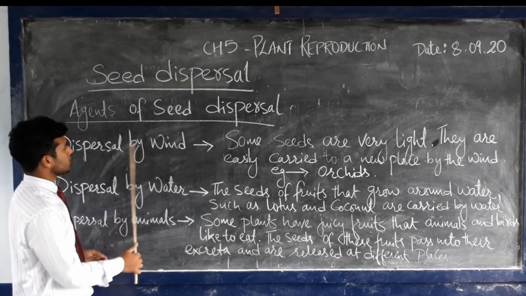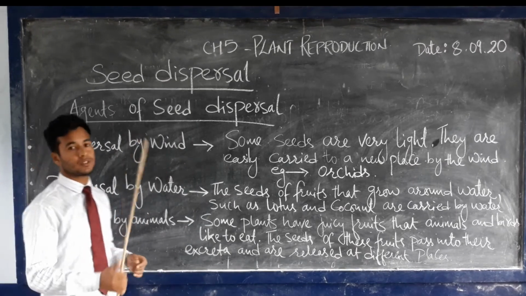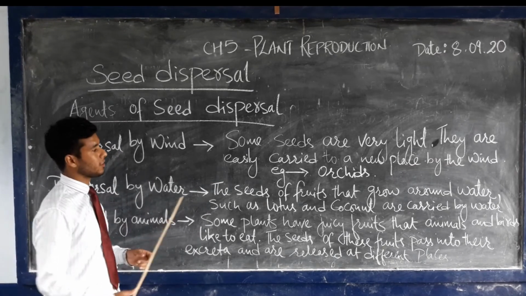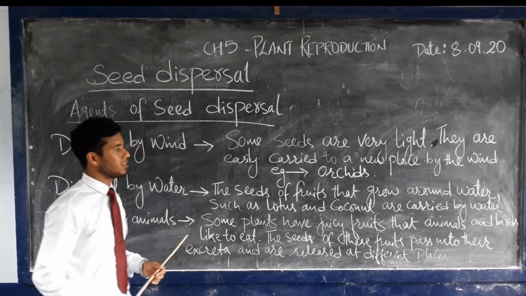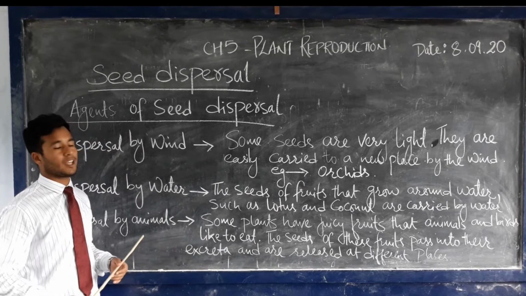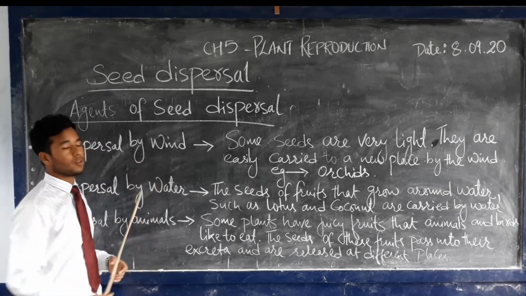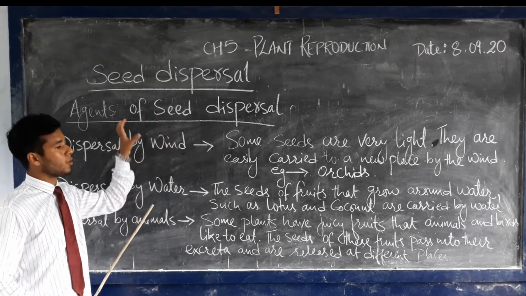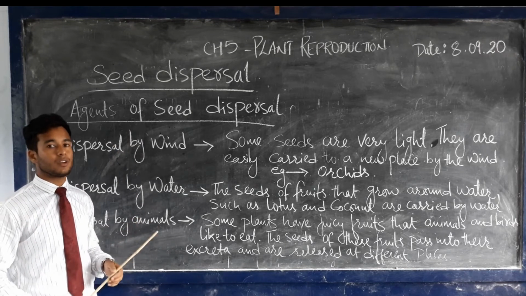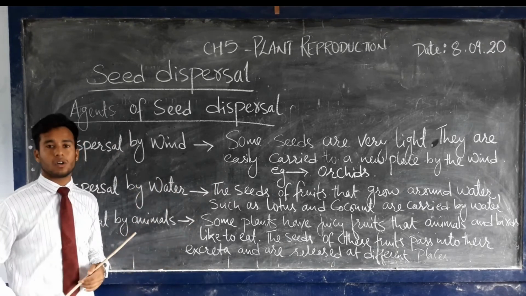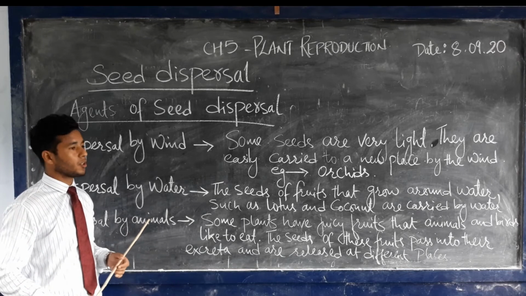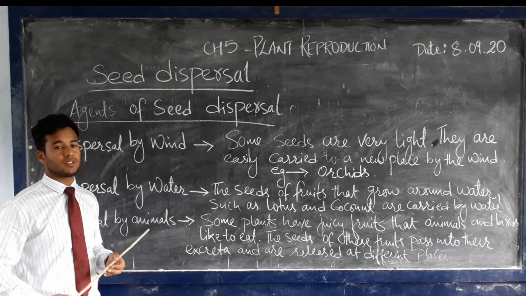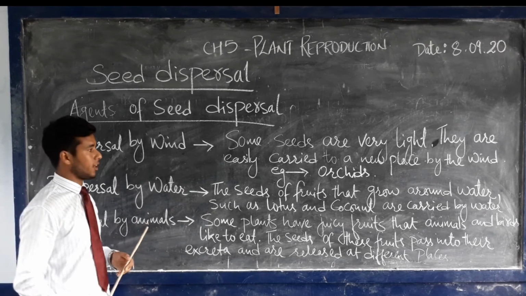So how this wind helps to disperse the seed from one place to another is, now some seeds like seeds of orchids, these seeds are very light and can be easily carried along with the wind. So it will carry this seed from one place to another where these seeds of orchids grow with the proper warmth, with the proper nutrients which they get from that particular area.